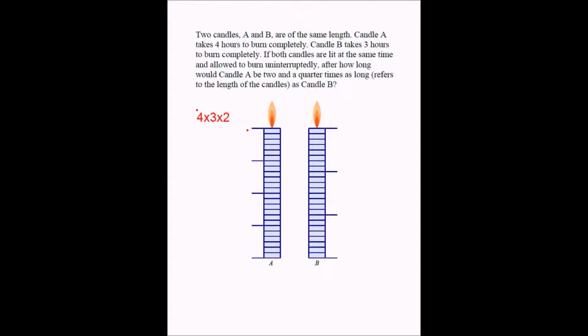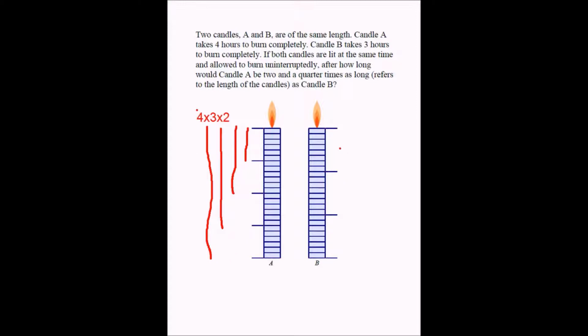And what happens after 1 hour? After 1 hour, from candle A, this is gone, because candle A takes 4 hours to burn completely. This is 1/4. After 2 hours, this is gone. After 3 hours, this is gone. After 4 hours, the entire candle A is gone.